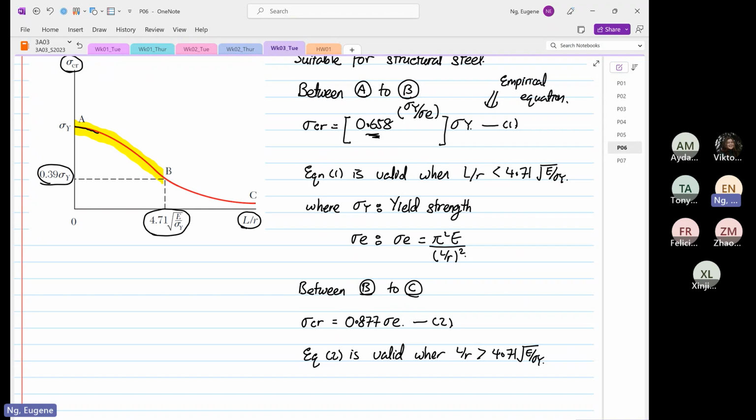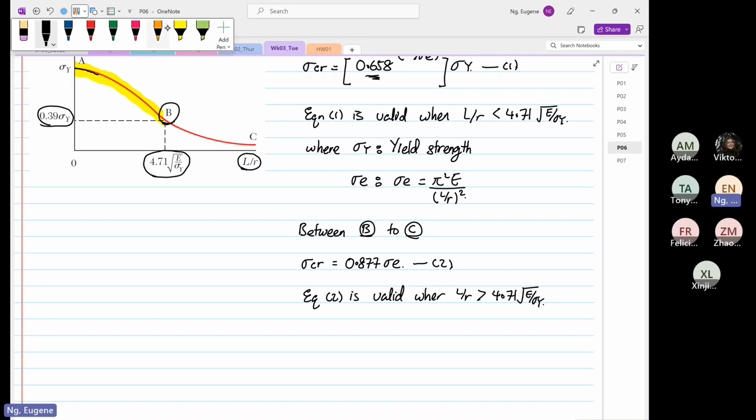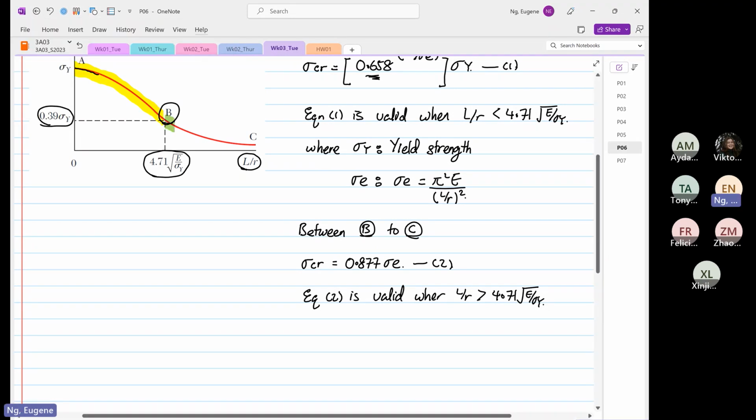Now, sorry, at point B, we're going to focus at point B now. Just now what we did is from point B to C.